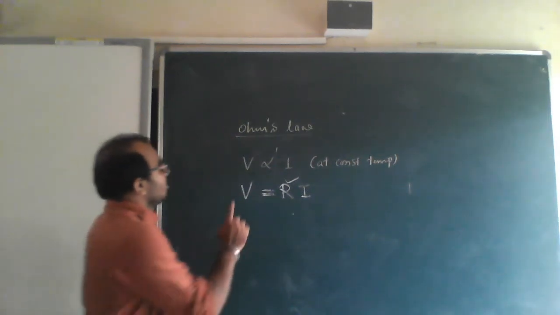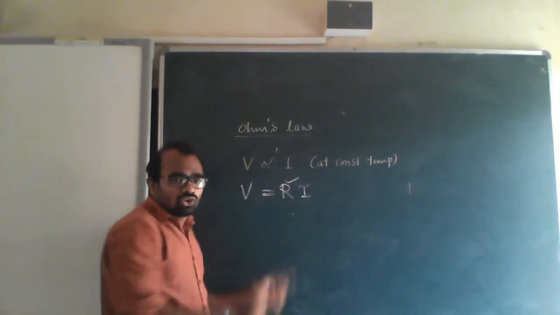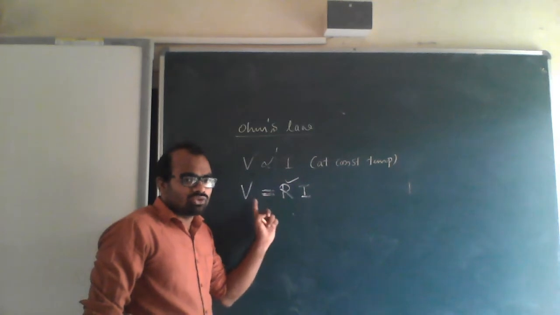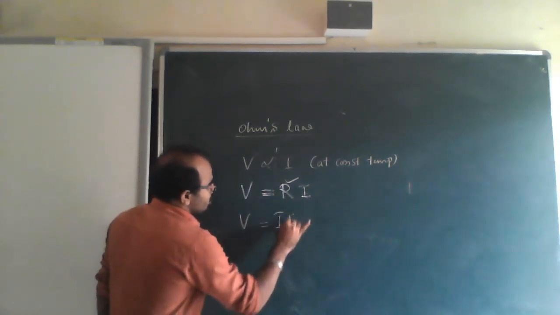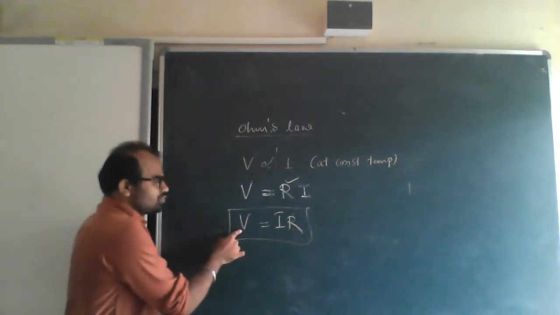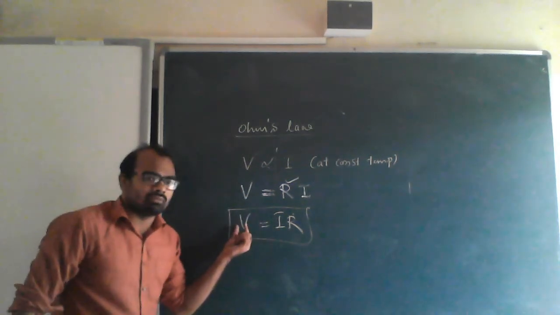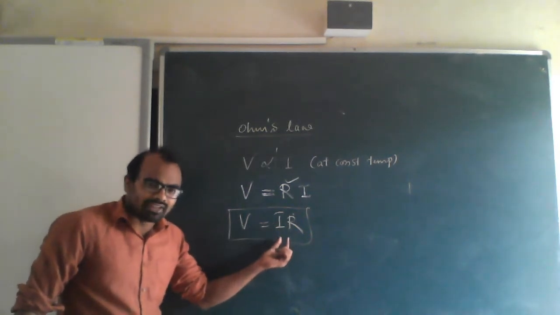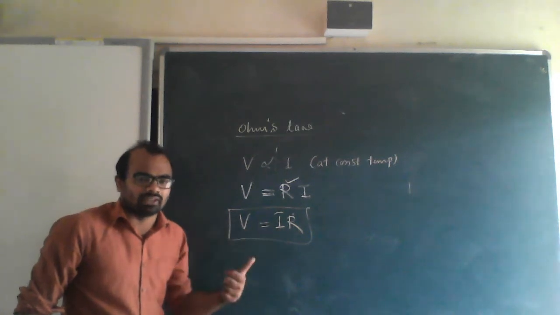So that proportionality symbol is replaced by the equal to symbol. Then a constant R will come here. So V equal to I R. So this is the Ohm's law formula. So V is voltage, the potential difference. I is current. Voltage is measured by a voltmeter. Current is measured by an ammeter. The SI unit of voltage is volt. The SI unit of current is ampere.